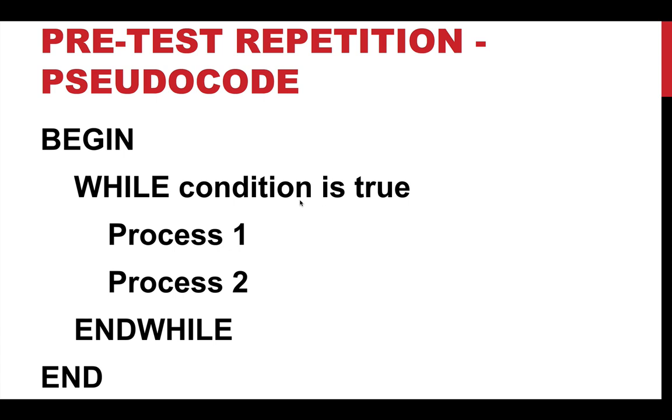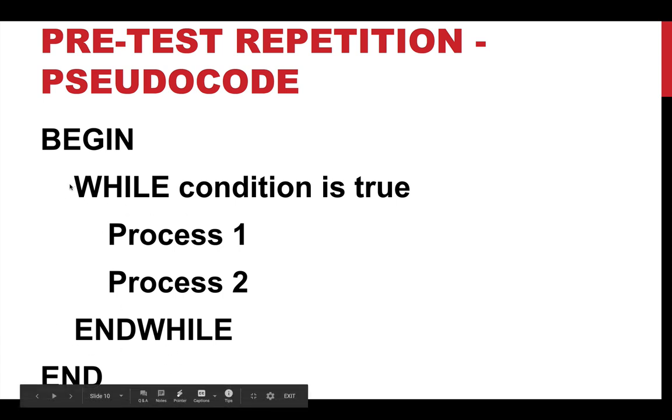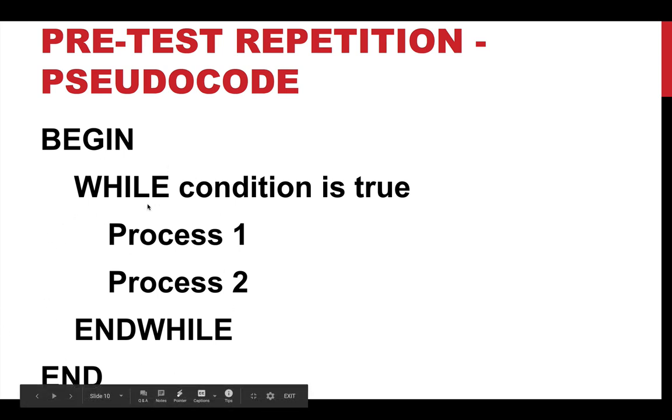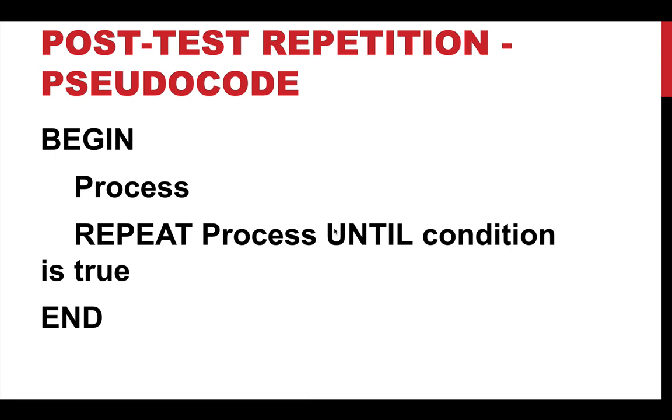The things you have to understand from the repetition control structure are the words while and end while. The condition is checked before you enter into executing the steps. I can have one or many steps and it'll keep on going around until a condition is met. The second type of repetition control structure doesn't check a condition before it actually executes a step.